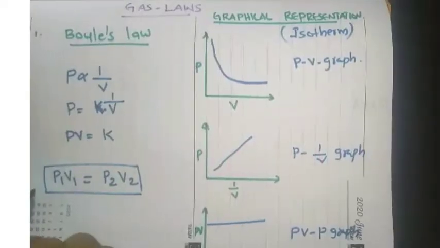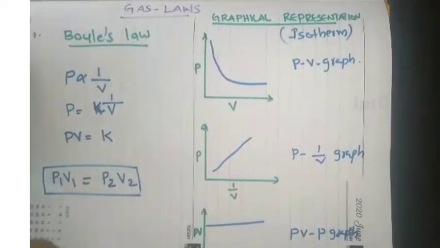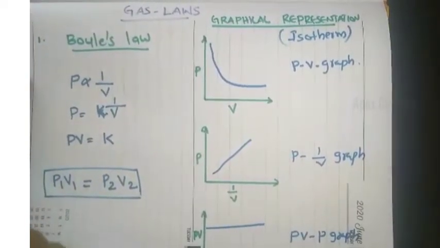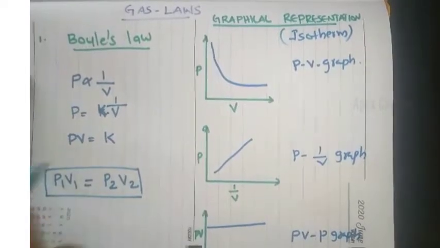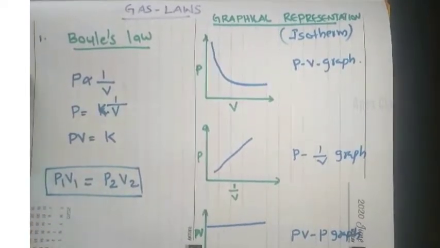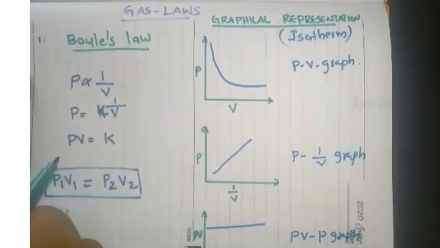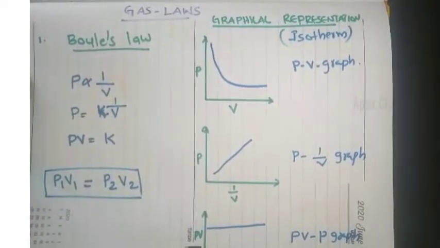We are going to discuss gas laws. First one, Boyle's law. Before that, you need to know what the different variables related to gases are. First one, pressure, represented by the letter P, temperature T, and volume V.